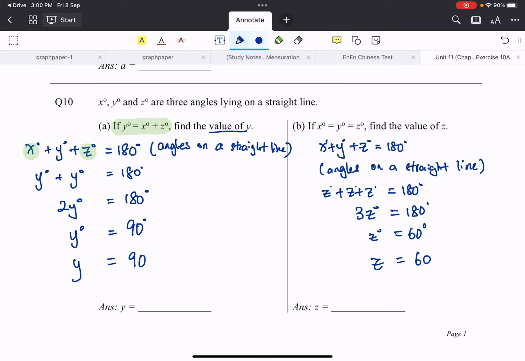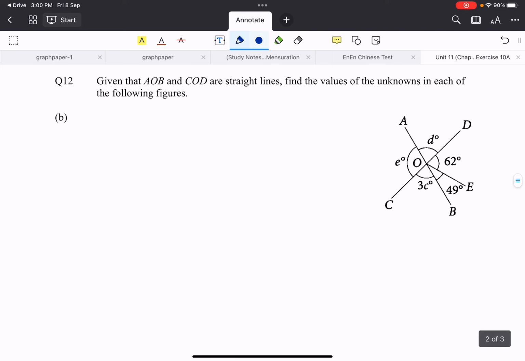Okay, so that's for the first page. Let's move on to the next page. Okay, the next question, we have this situation, AOB plus COD and COD, they are straight lines, we can see that. And they want us to find the values of the unknowns, right? So where are the unknowns?